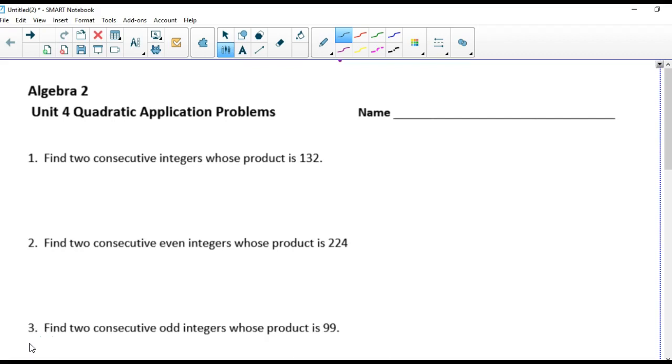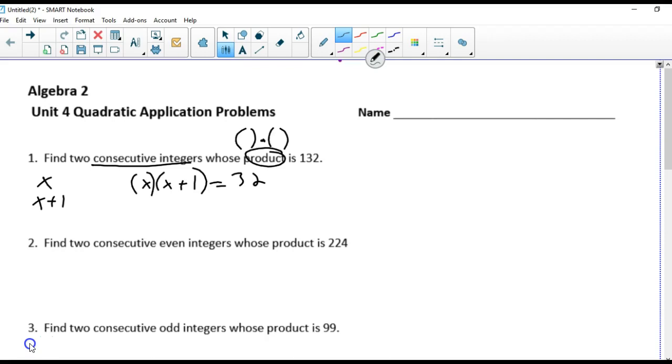Alright, so find two consecutive integers whose product is 132. Well, product means we're going to be having multiplication of two numbers. Two consecutive integers, okay, just consecutive, that means one after another. So like 6 and 7, 8 and 9. So therefore x and x plus 1. So all we're going to do is do x times x plus 1 equals 32.